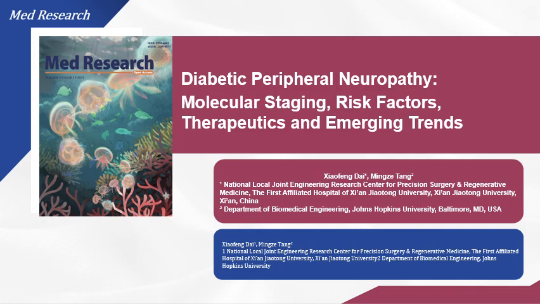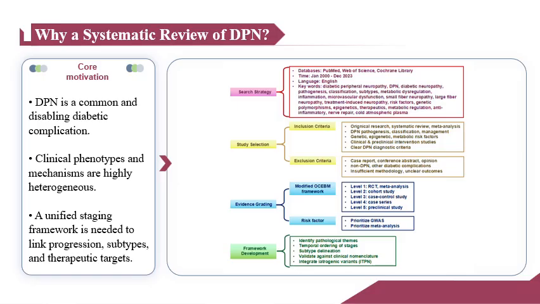Hello everyone, today I will introduce a review article, Diabetic Peripheral Neuropathy: Molecular Staging, Risk Factors, Therapeutics and Emerging Trends. This review focuses on diabetic peripheral neuropathy, or DPN, and summarizes its molecular staging, risk factors, current therapeutic strategies, and emerging intervention directions. DPN is a common and disabling complication of diabetes.